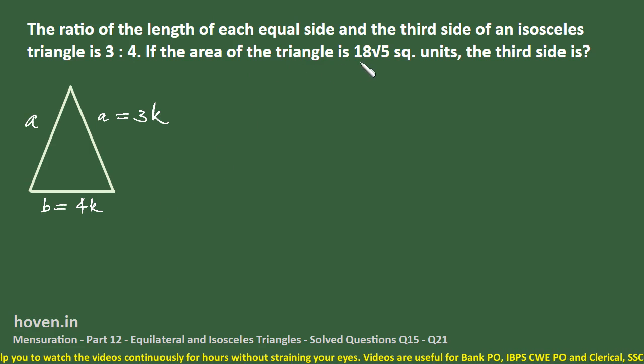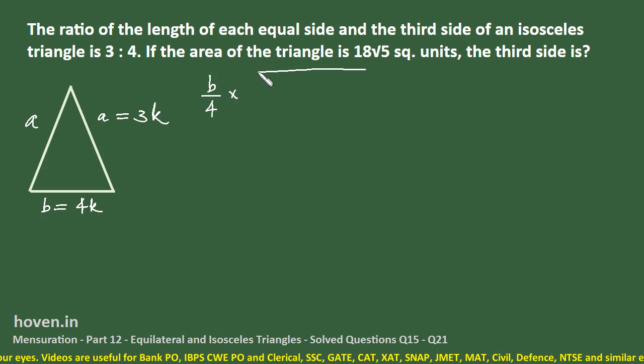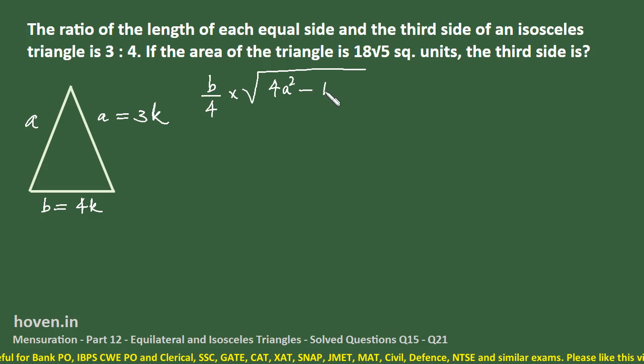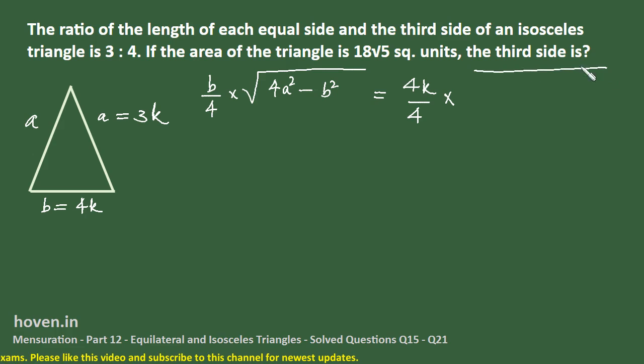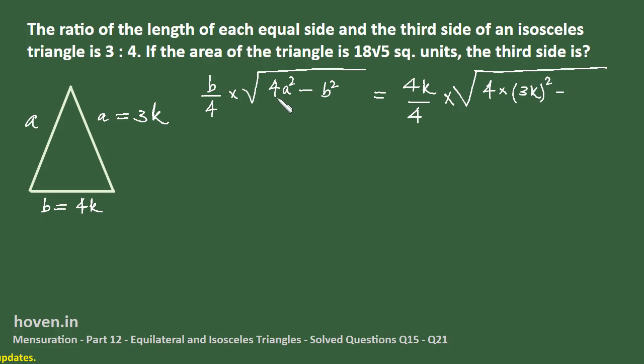The area of the triangle is available. We now simply have to put it in the formula. So the formula is B by 4 multiplied by square root of 4a square minus b square, which can be written equal to, we'll now put b equal to 4k and a equal to 3k. This becomes 4k by 4 multiplied by square root of 4 into 3k whole square, because a is put equal to 3k, minus b square, minus 4k square.